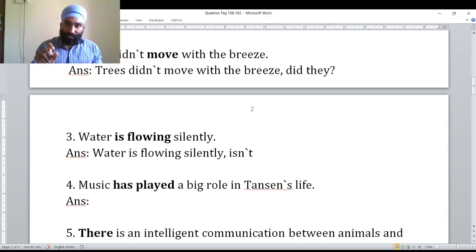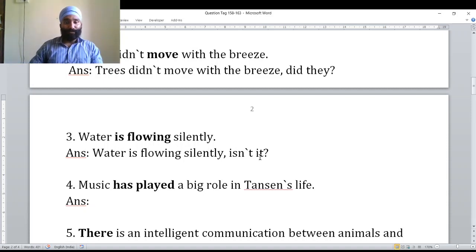Now we have to use the related pronoun here, the subject pronoun. So the subject is water. Water is neuter gender. This is why we have to use it. Isn't it? Question mark. And a very important thing is that we always have to use the contracted form of the helping verbs if we are using the negative tag: isn't, wasn't, didn't, don't, aren't. Such contracted forms of the helping verbs we have to use. Always we use contracted forms in a question tag.